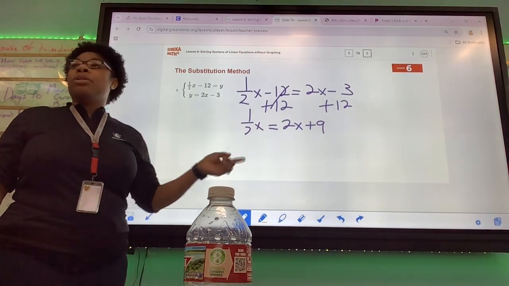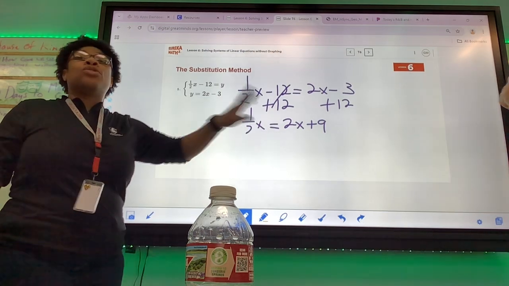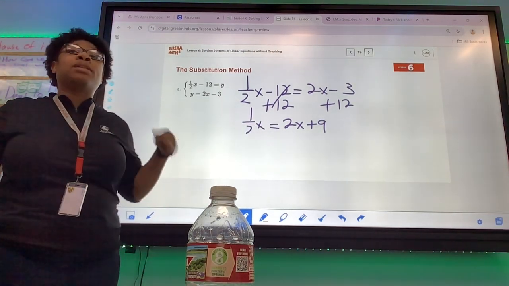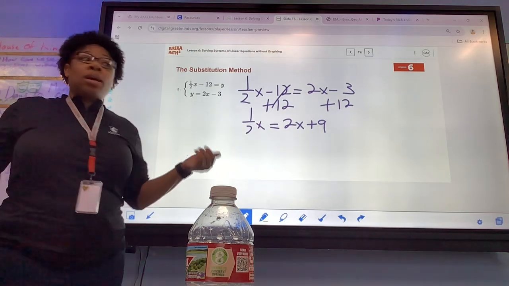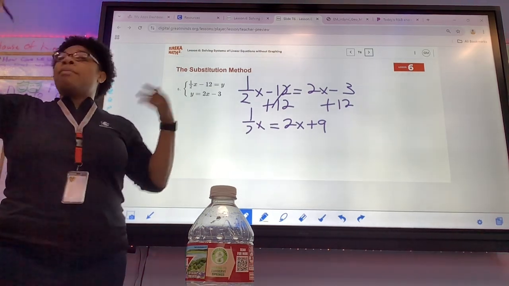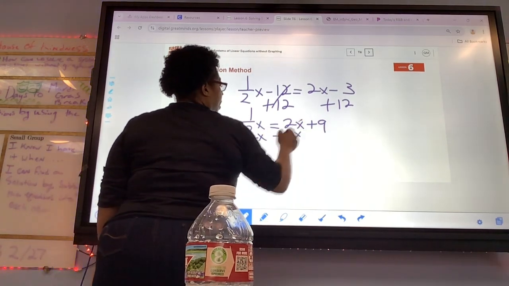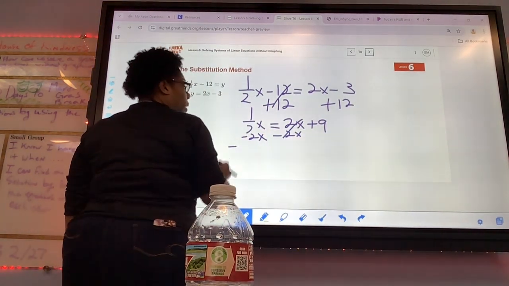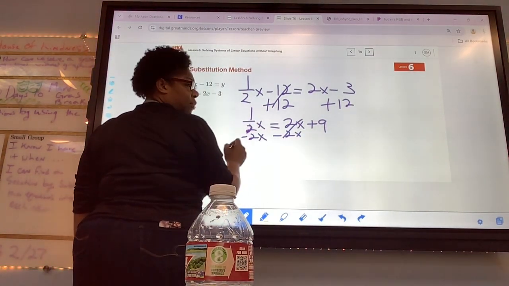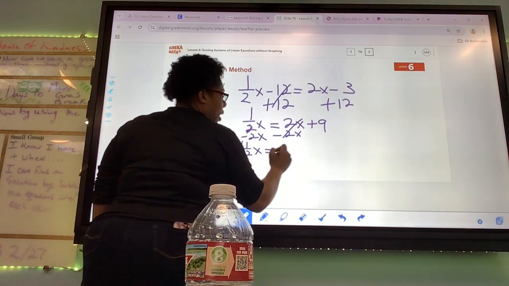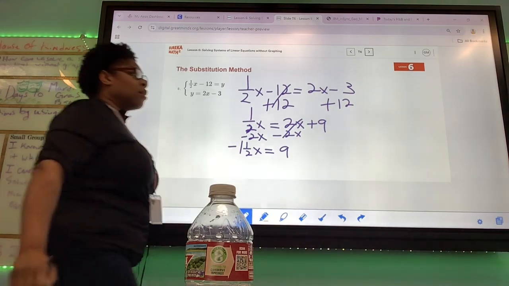So now what am I going to do? If I got 2 x's or 2 variables on separate sides, what does that turn into? I have to do what to combine like terms? I'm going to subtract 2x. This turns into negative what? Negative 1 and 1/2. 1 and 1/2 x equals 9.